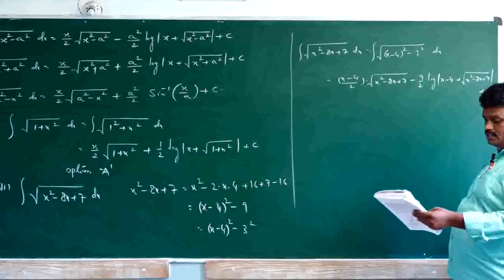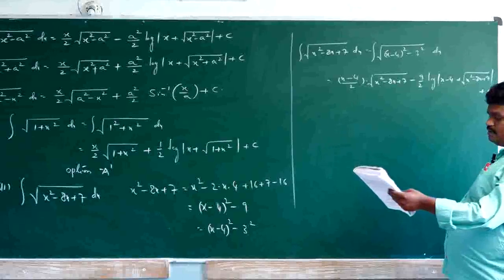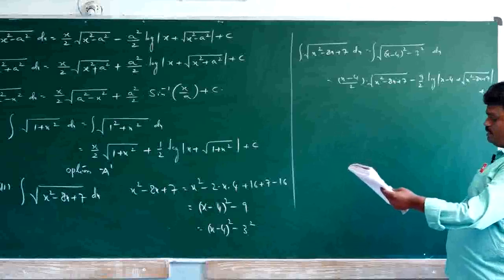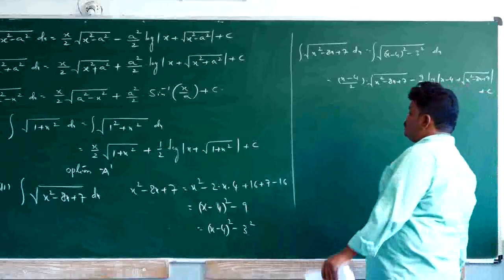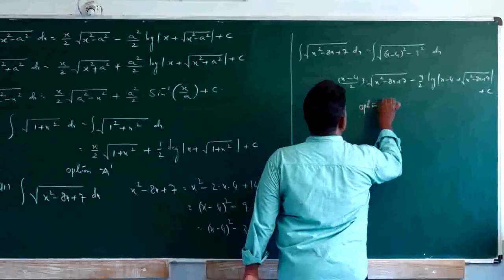So which option is it here, Sima? This one: 1/2 (x − 4) square root of x² − 8x + 7 minus 9/2 log of x − 4 plus square root of x² − 8x + 7. So option D is correct, this one. Option D is correct.